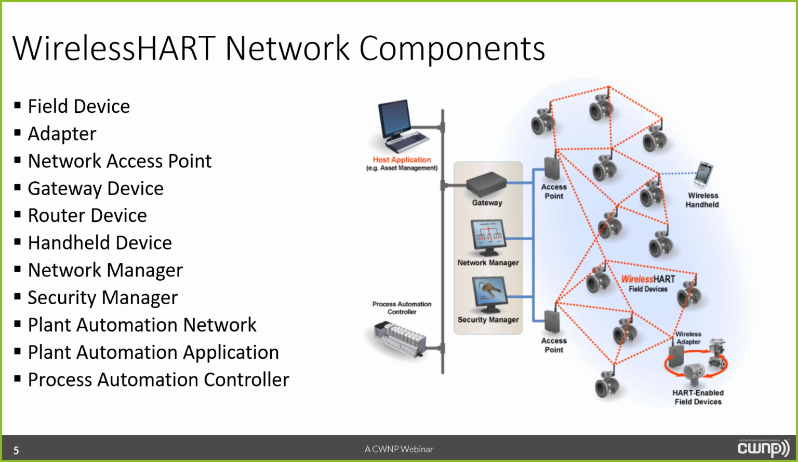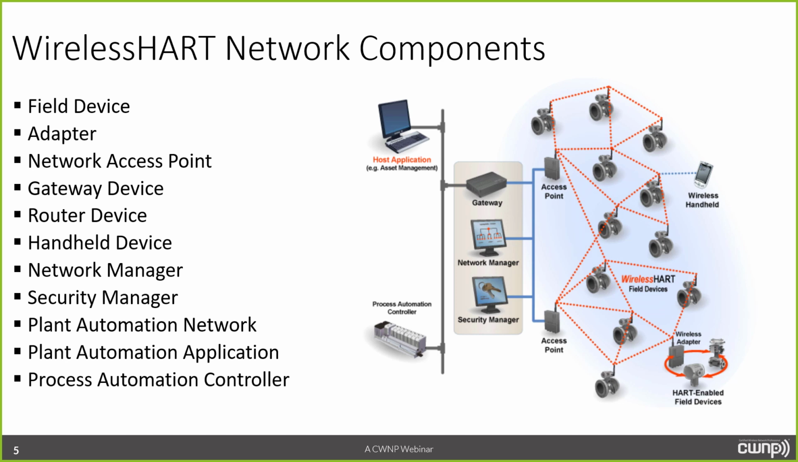Then you have the router device. A router device is basically a repeater. It's a device that can route WirelessHART messages. It may not be connected directly to a field device. So a field device might connect to one router, which connects to another router, and so forth.